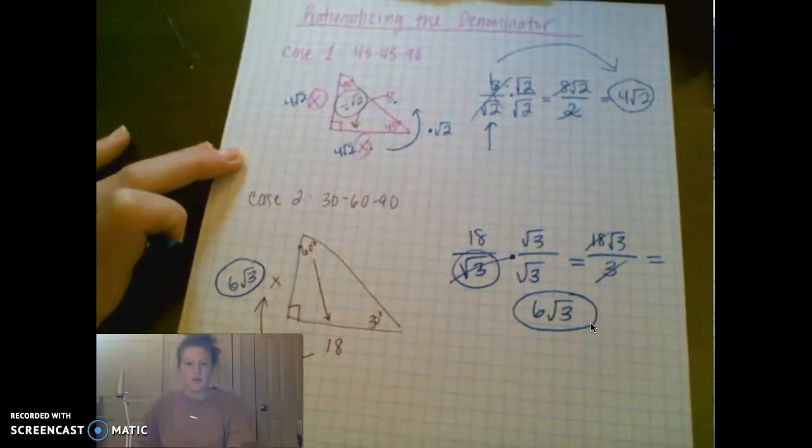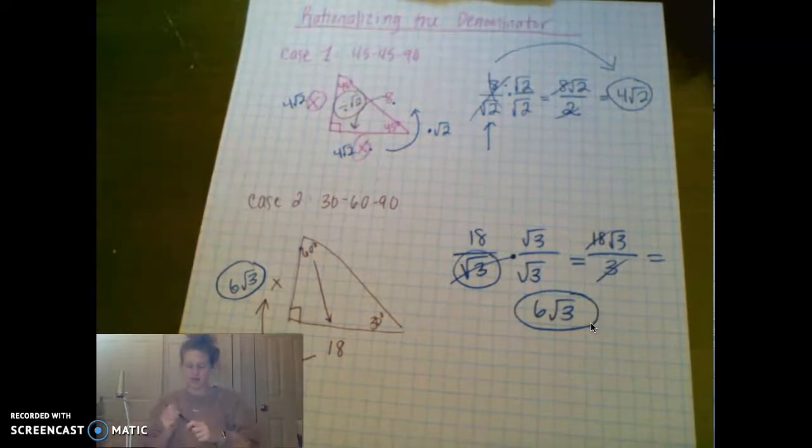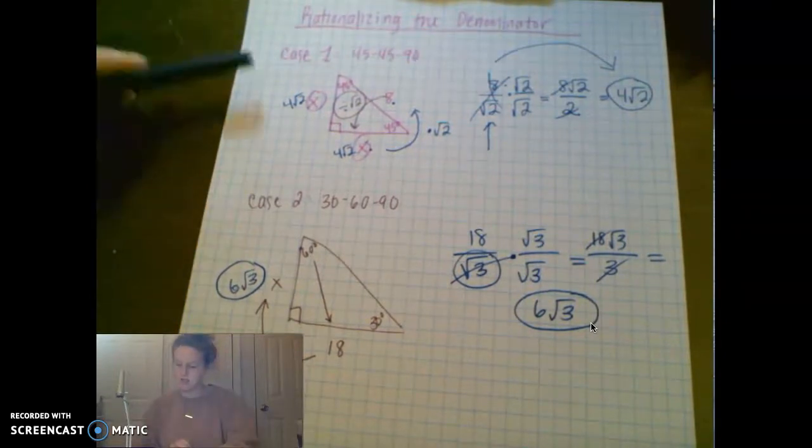Okay, only two cases in special right triangles where you're going to have to deal with rationalizing the denominator. These are the two.